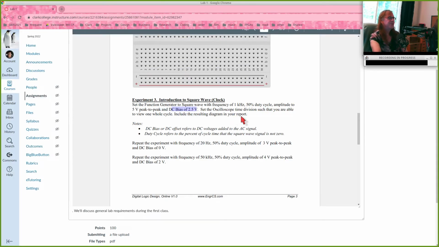And then do the same thing, but change the frequency to 20 hertz, and a 3 volt peak to peak with a bias of 0. And then set your frequency to 50 kilohertz, same duty cycle, 4 volt amplitude, and a DC bias of 2 volts. So this is just getting practice with thinking about these concepts.